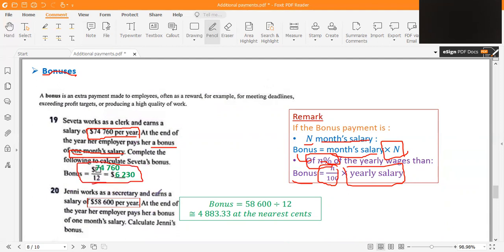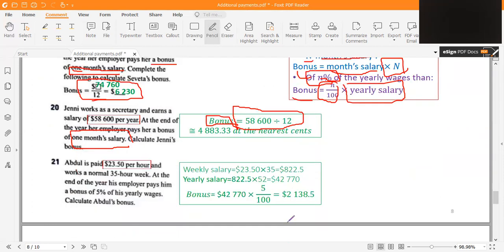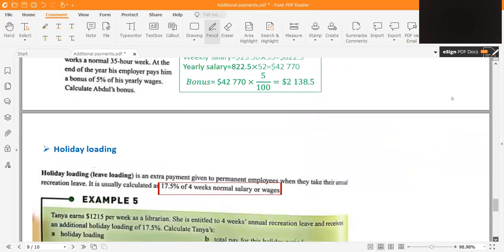Jenny works as a secretary and earns a salary per year. At the end of the year, her employer pays her a bonus of 1 month's salary. So also we calculate the bonus as the monthly salary, from the yearly salary divided by 12. It is equal to $4,883.33 to the nearest cent. So it is easy to complete the following one. Okay, so you have all the details.